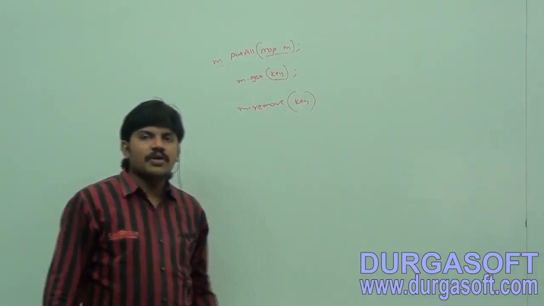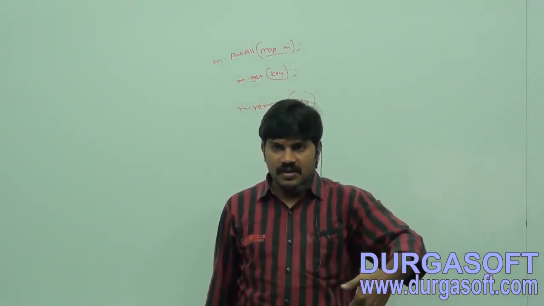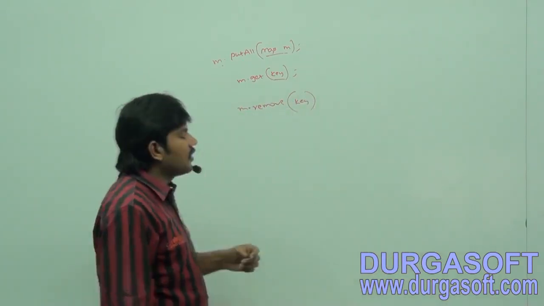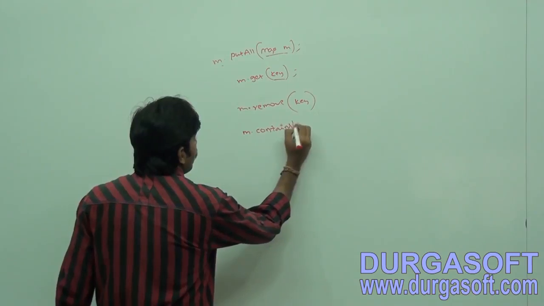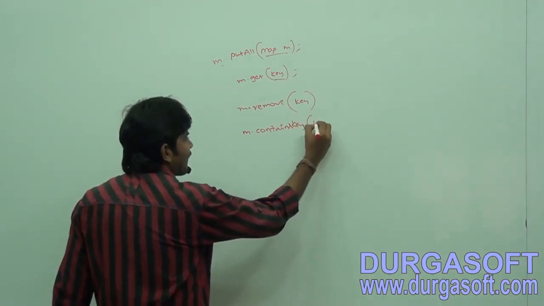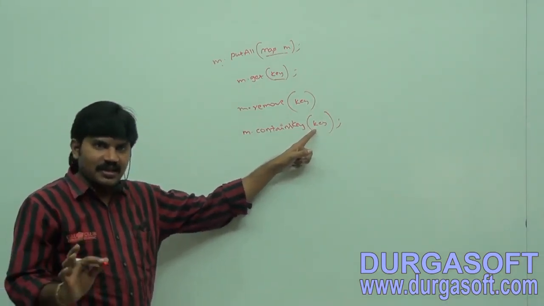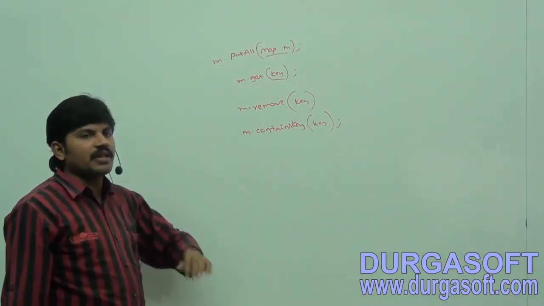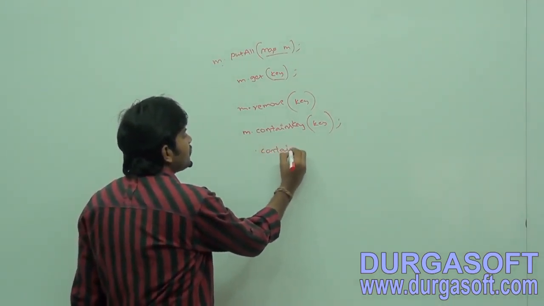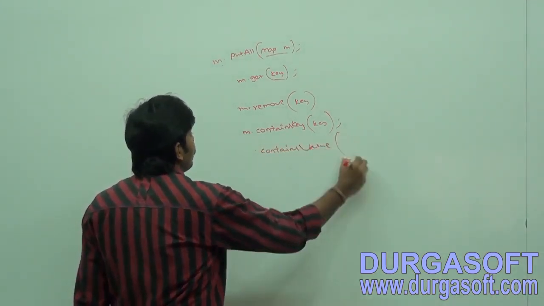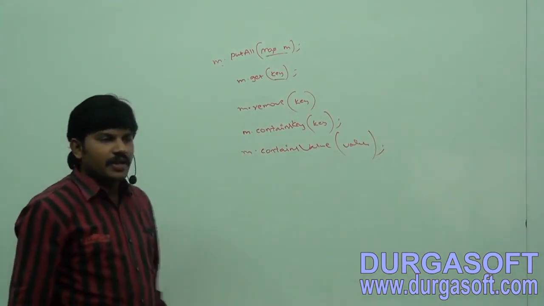Okay. Sir, I want to check whether a particular key is available in this map or not. What is the method? Contains key. Can you please check whether this key is available or not? Similarly, I want to check whether a particular value is available or not. What is the method? Contains value. You can pass the value, and it checks whether this value is available or not.